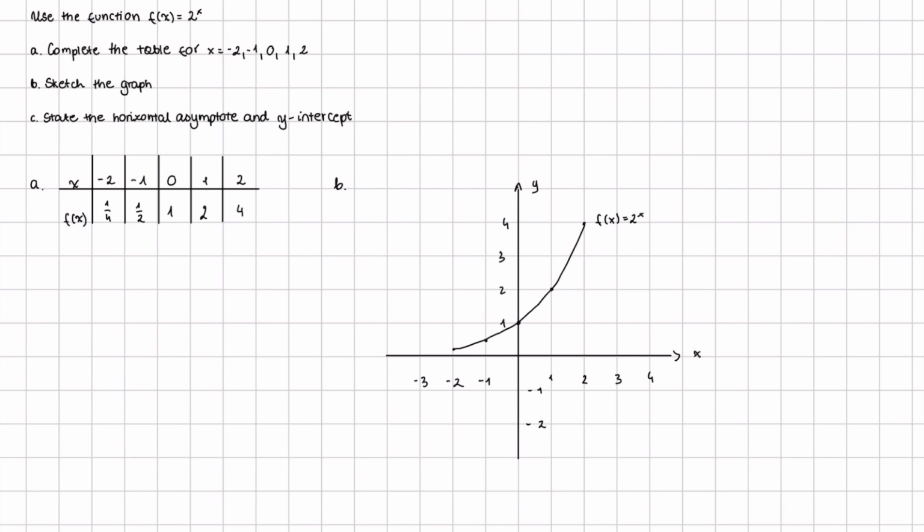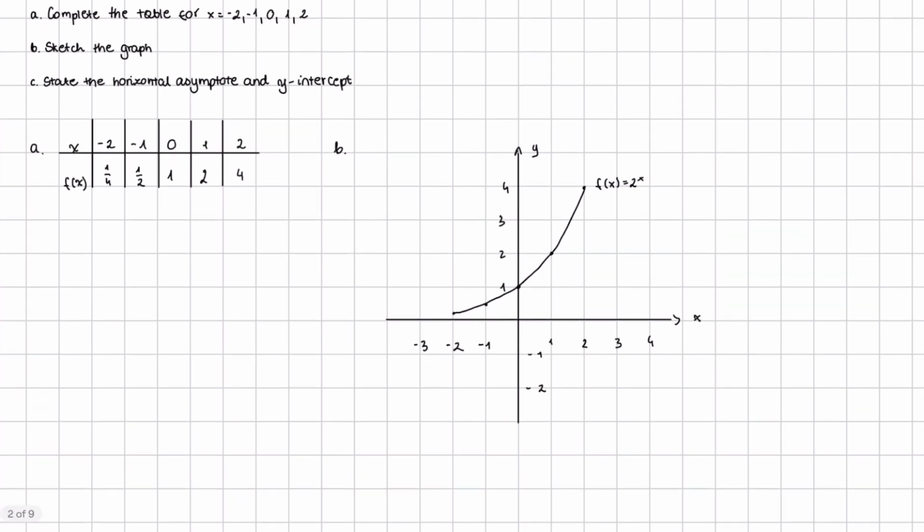So this is our graph, and you can graph it simply by typing our function into your GDC, or just by using the table, plotting dots, and then graphing the whole function. And in C, we have to state the horizontal asymptote and y-intercept. So we can start from the y-intercept.